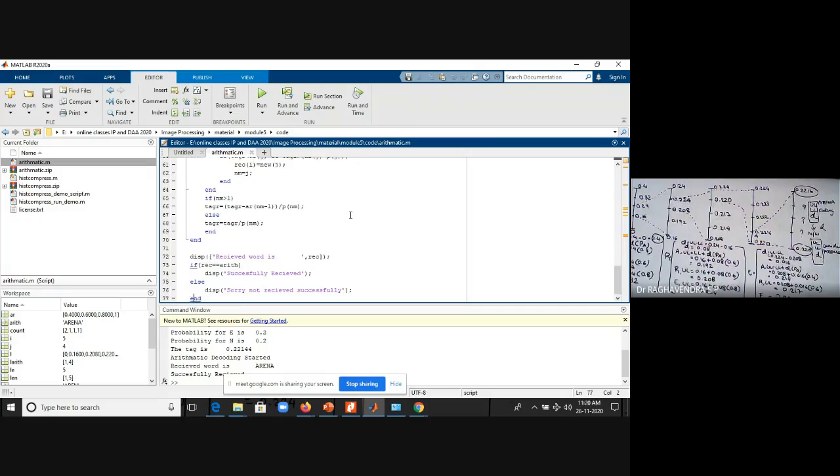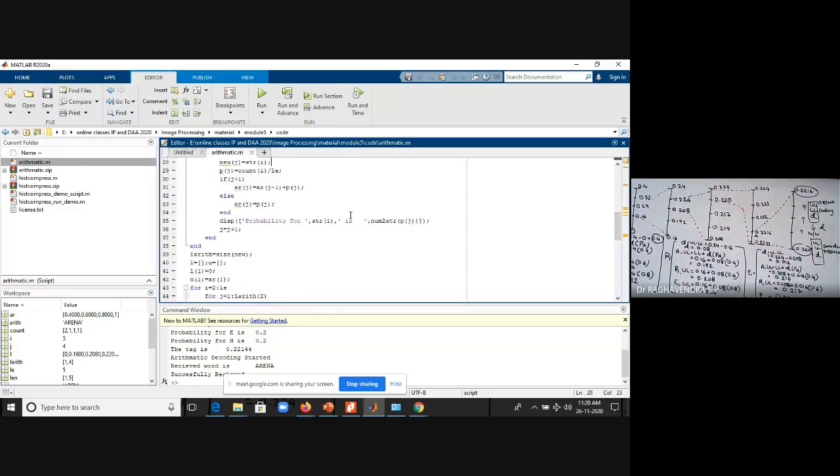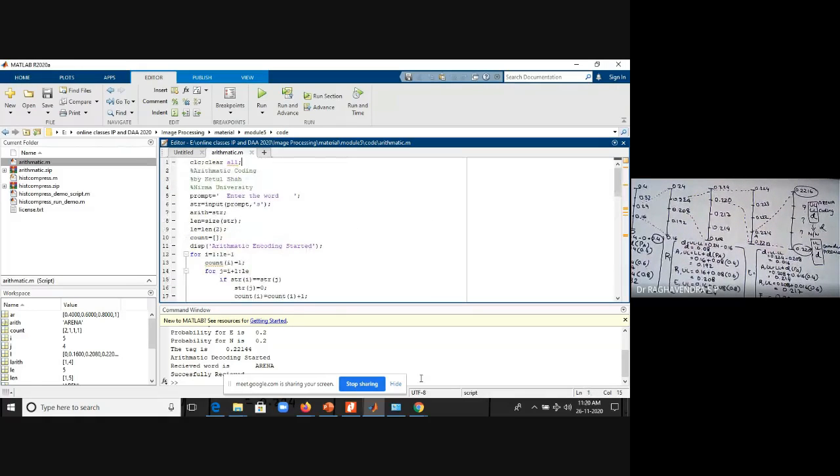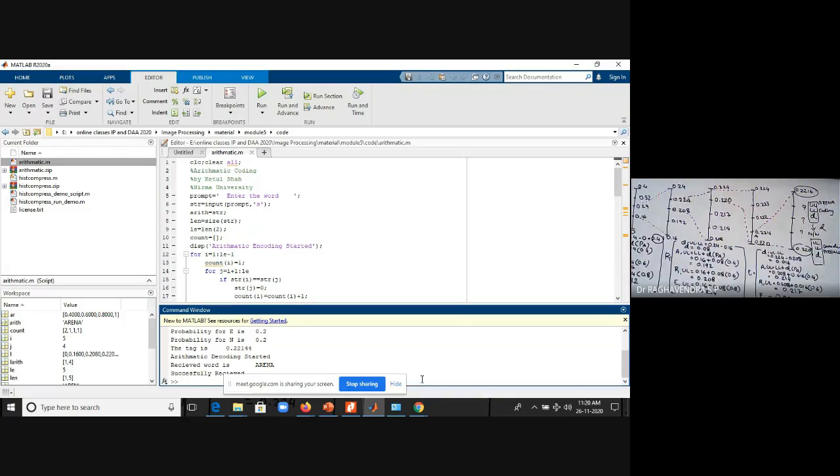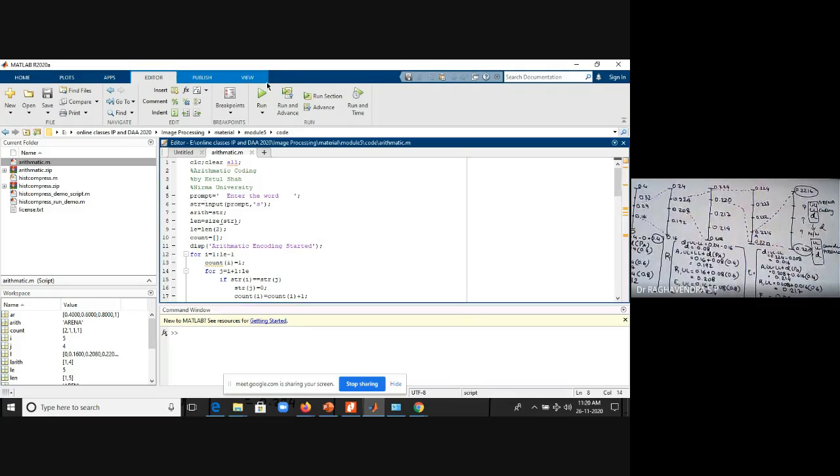Okay, so then we have successfully received, and if no problem or exception occurs, this exception handling will be there. So the received word will be deciphered or decoded. I'm going to execute this and we shall check how it will work. Fine. So this is the code. I'm going to run this now.